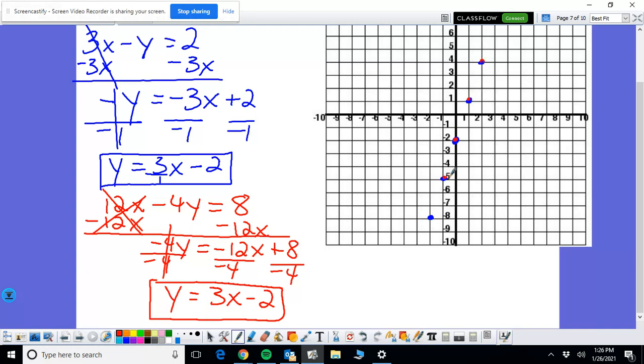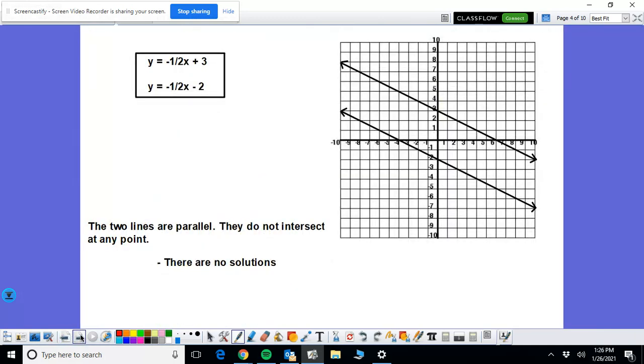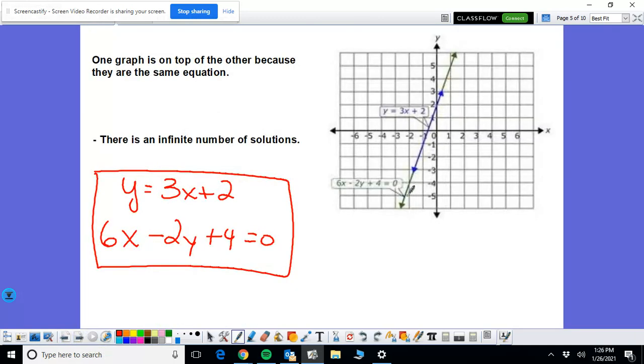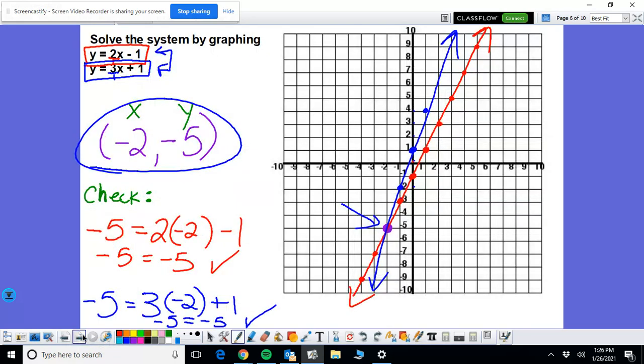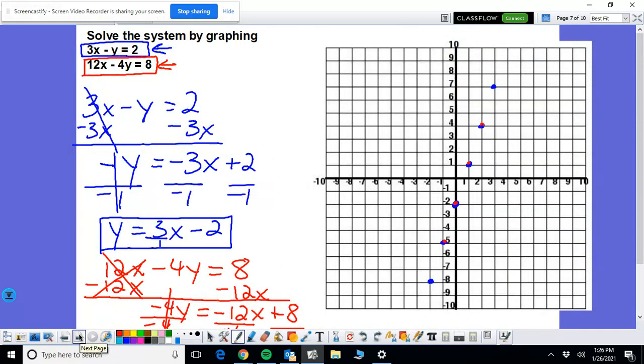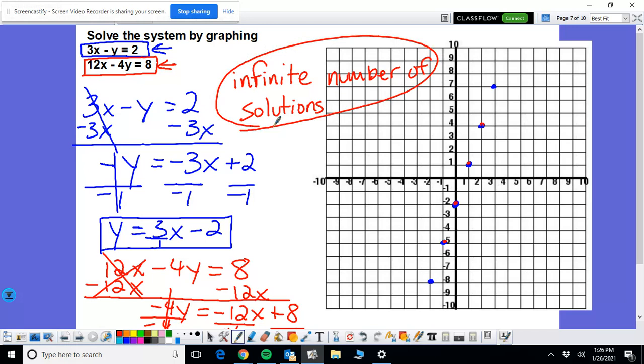So what does this mean? Remember the beginning of the lesson. There is this situation right here where a line is on top. It's the same line essentially. So what happens when it's the same line? Your answer is they're always meeting. So your answer is infinite solutions. Infinite number of solutions, I really should say. I'll have to write over my graph here. Infinite number of solutions. So that just means it's the same line.